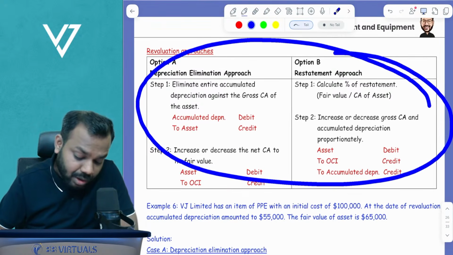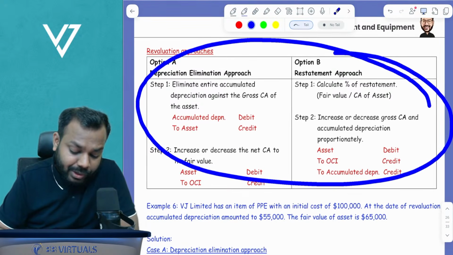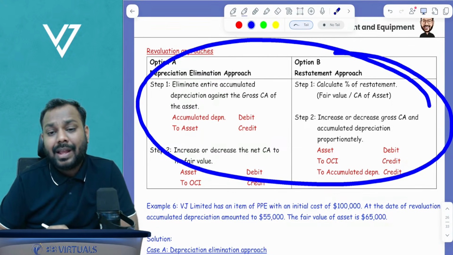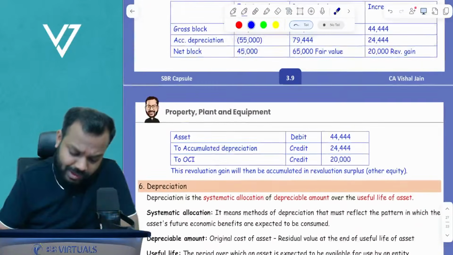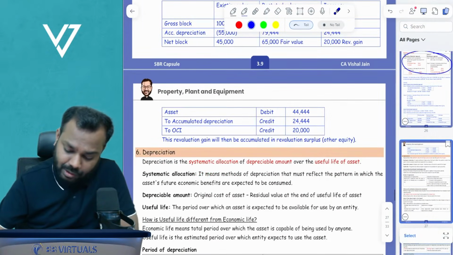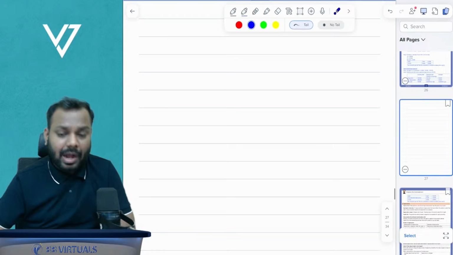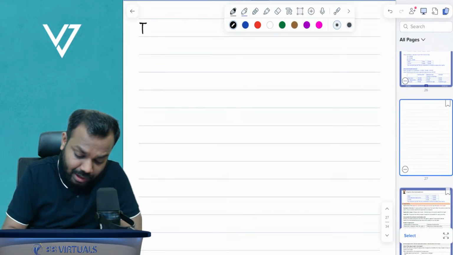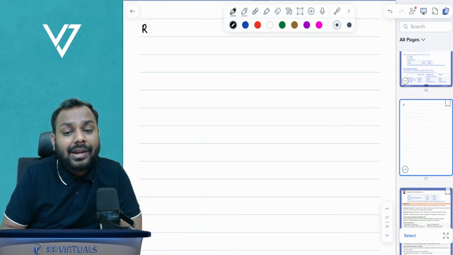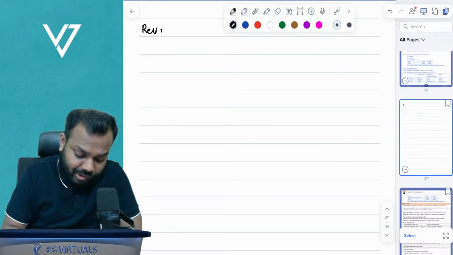Now, revaluation approach. Option A, depreciation elimination approach. What is the meaning of depreciation elimination approach? Please understand, guys. I am now discussing the revaluation approach: how do you pass the journal entry for the revaluation approach?